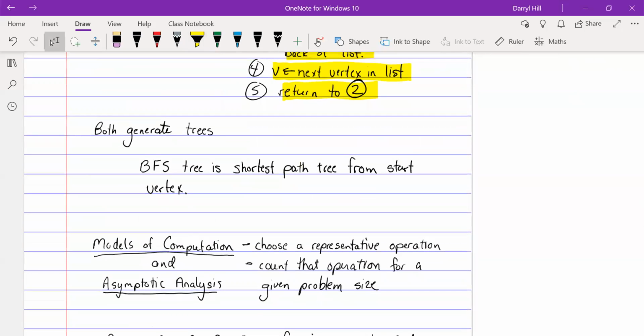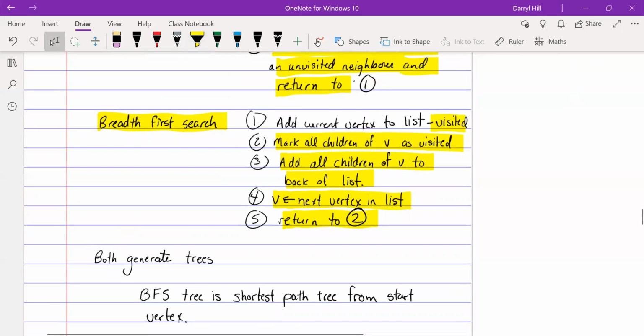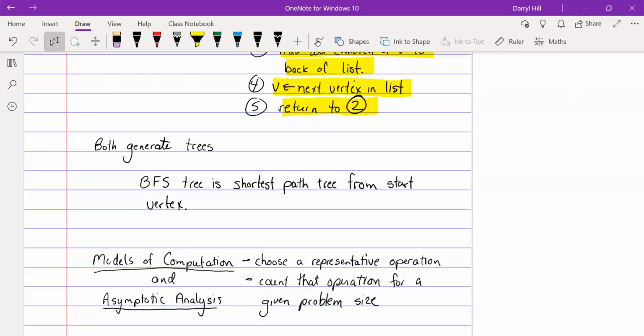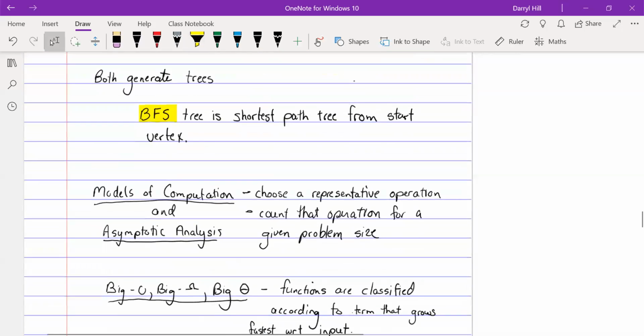Both of them generate trees. When I'm at a vertex and I visit another vertex, then I add that edge, basically, and that's how I get my tree. So the depth first search tree tends to be a lot deeper. The breadth first search tree is actually the shortest path tree from the start vertex.